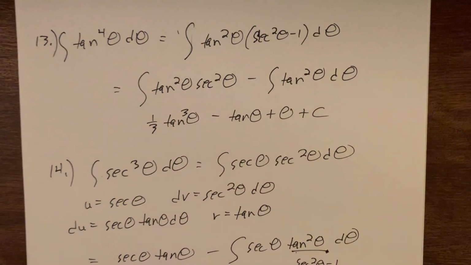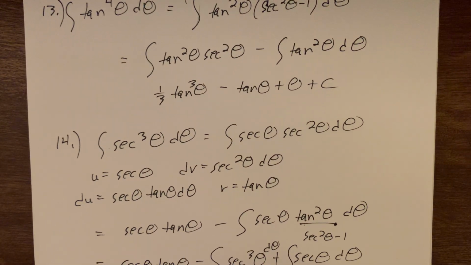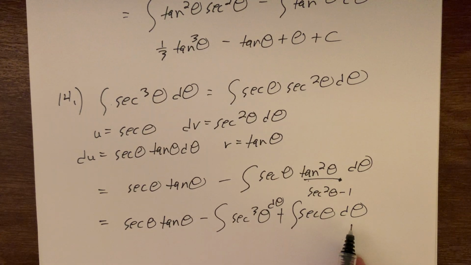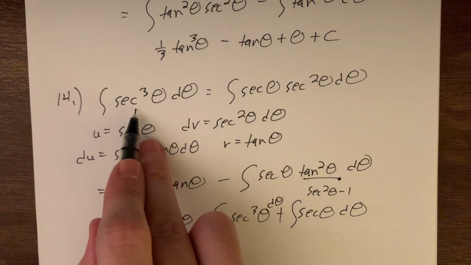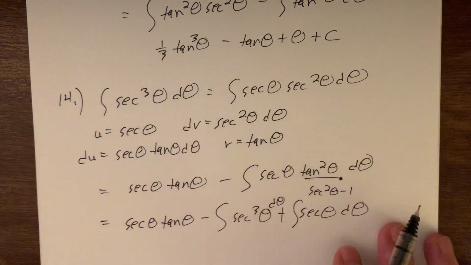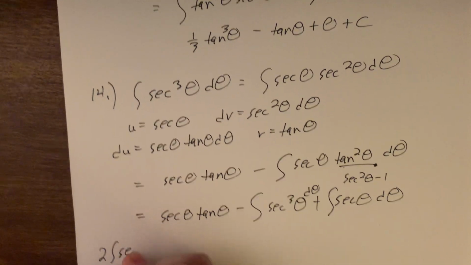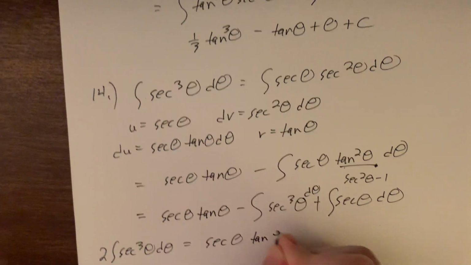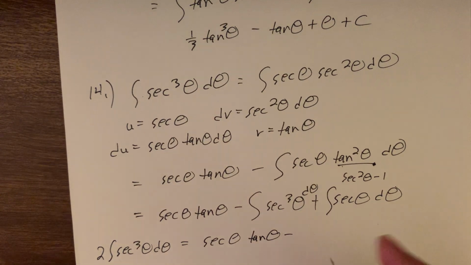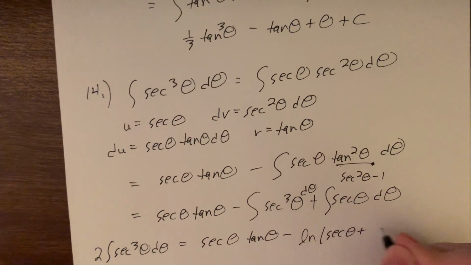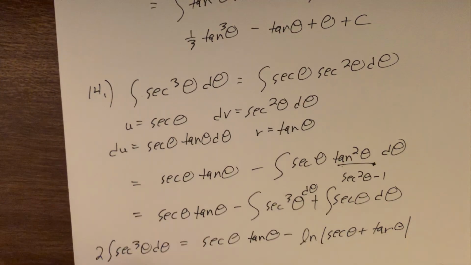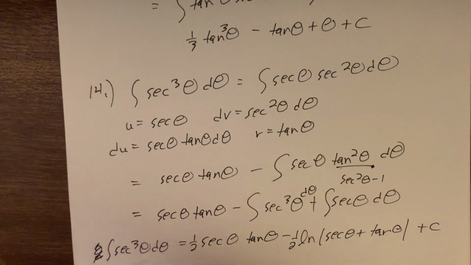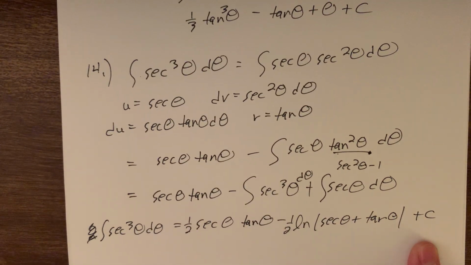And I'm going to treat these as two separate integrals. And now we get the big catch. This we know. This is what we started with. Add this to the other side. So I get 2 times the integral of secant cubed. And we have secant tangent minus, and here the integral of secant is log of secant plus tangent. We have to divide everything by 2. And there is our final answer.